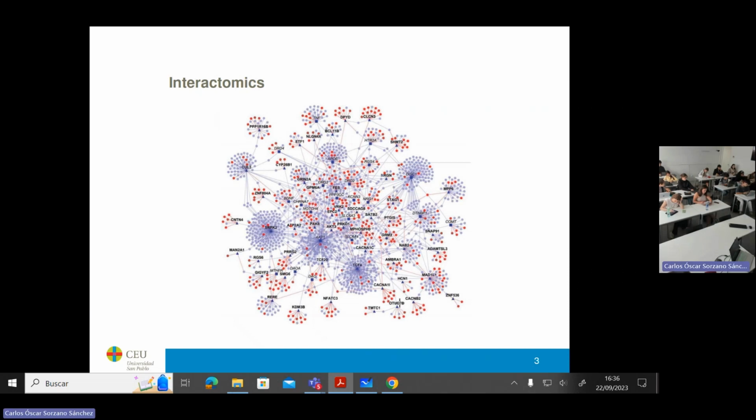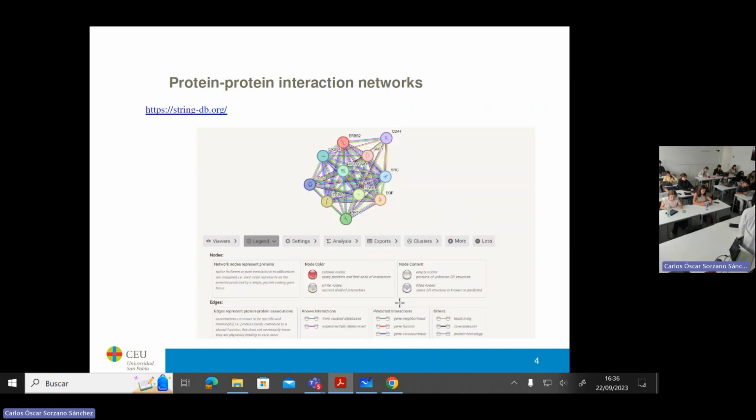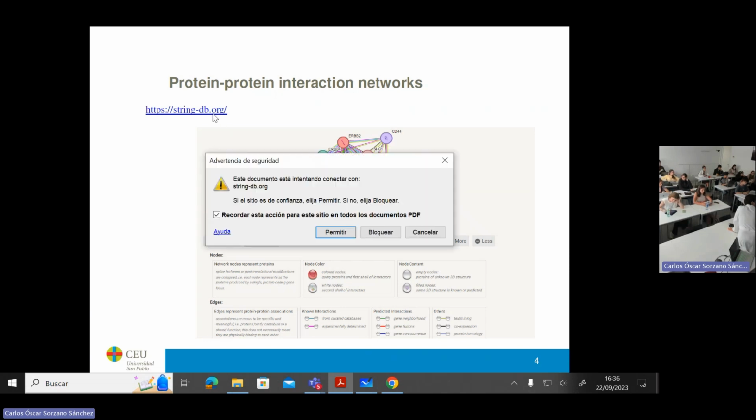Here you have an example of a network in interactomics. In interactomics, you have proteins, and these proteins interact with each other. And here you have another example. This is a protein-protein interaction network. Here you have different proteins. This is one of the proteins that we are working on in the lab, ERBB2. So you see the connections, the relationships between these proteins.